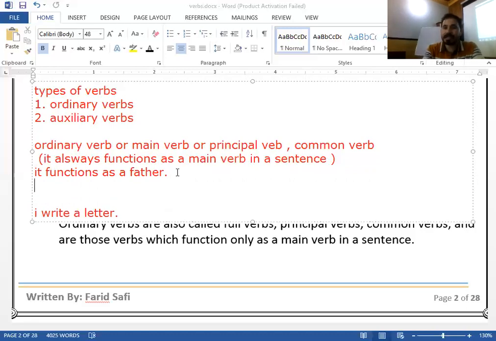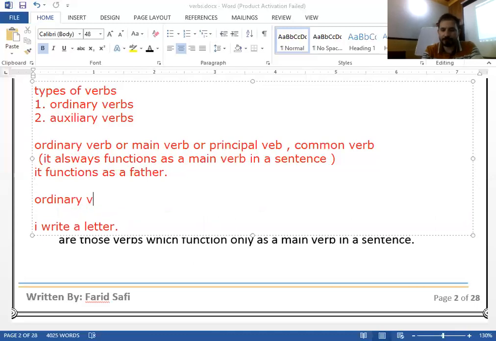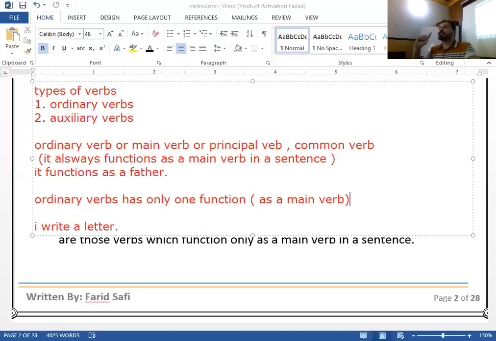I can say that ordinary verbs have only one function. It has got only one function, which is as a main verb. Ordinary verb has got only one function. How many functions? One function. And it always functions as a father in a sentence, or as a main verb in a sentence. When it comes in a sentence, it always functions as a main verb. I write a letter. It's a verb, main verb.